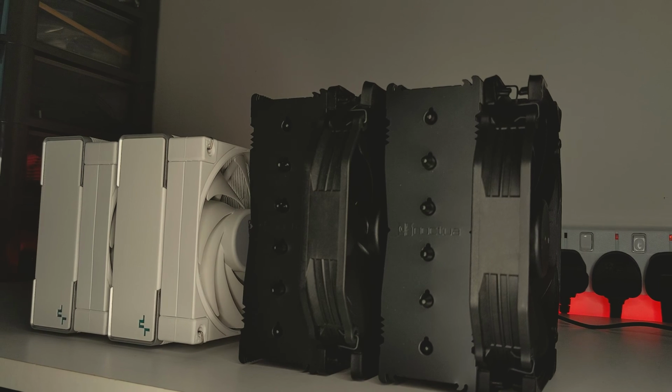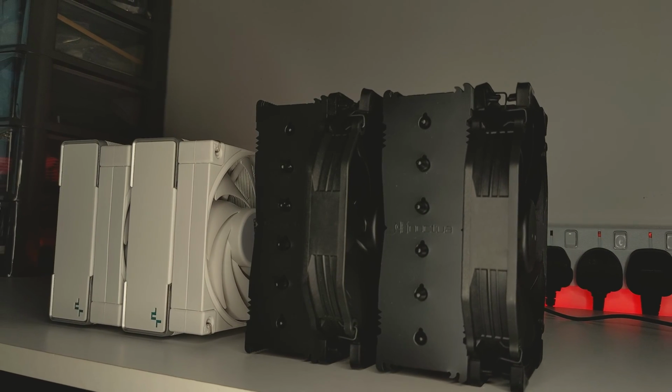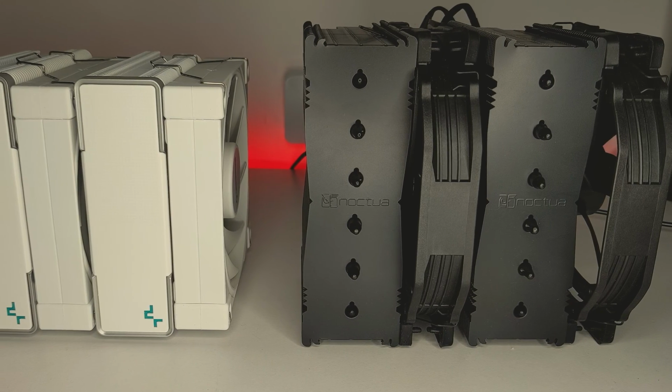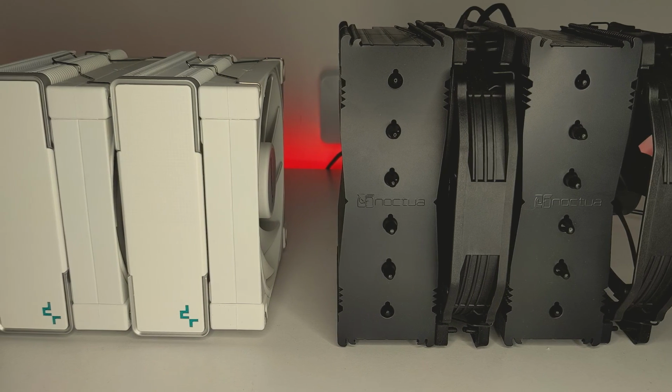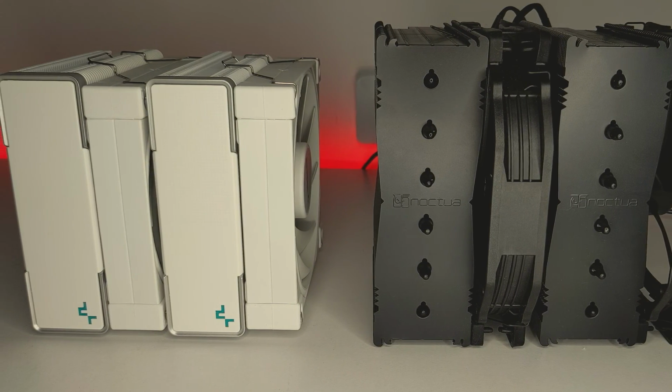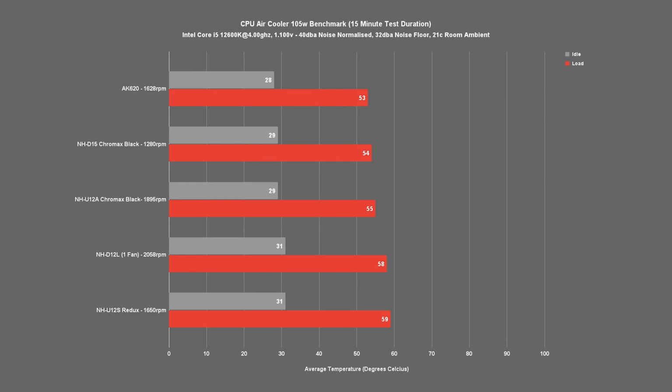Again, I was particularly interested to compare the AK620 directly against the NHD15, seeing how similar they are in size and design, so we'll be paying particularly close attention to these two when looking at our results. So, starting with our 100 watt thermal load testing, our AK620 takes the lead and dethrones the NHD15 with both idle and low temperatures at 28 and 53°C respectively. A 1 degree C lead, but a lead nonetheless.